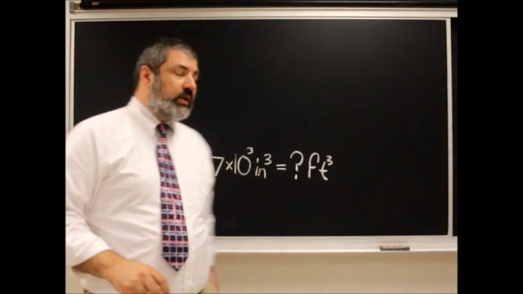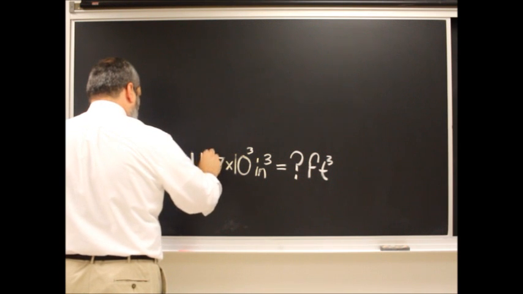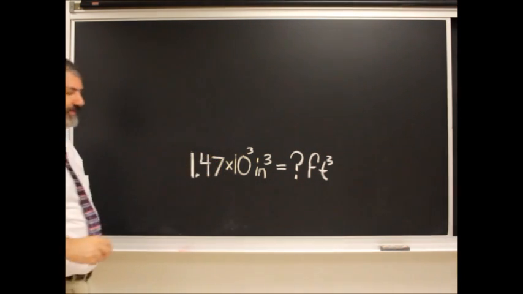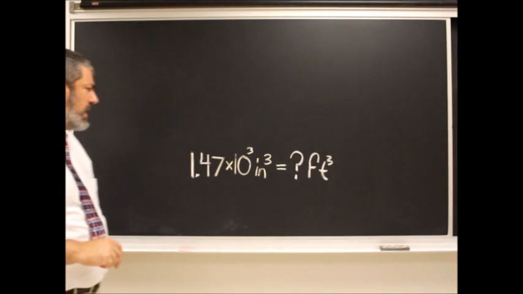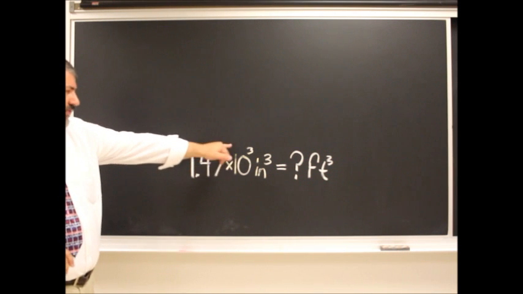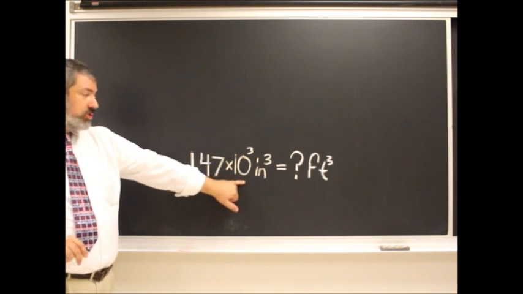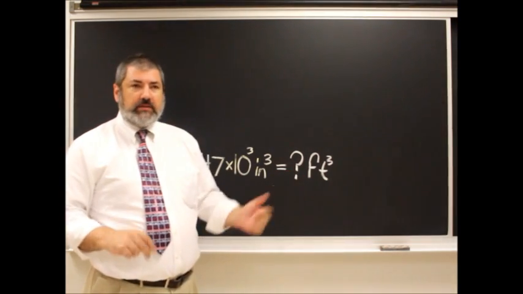And another unit conversion problem that I wanted to show you, there's a similar one in the review handout that I gave, but I literally just made this one up right now. So if we have 1.47 times 10 to the third cubic inches, that's a volume, cubic inches, how many cubic feet is that?